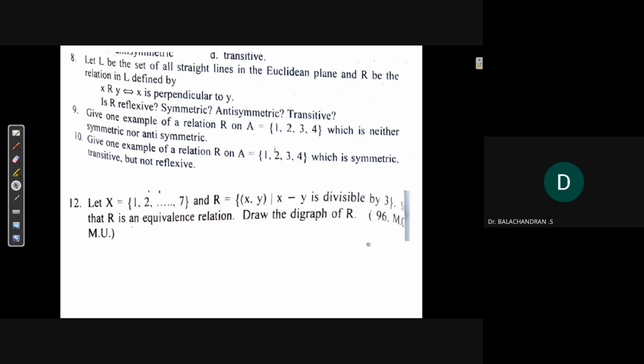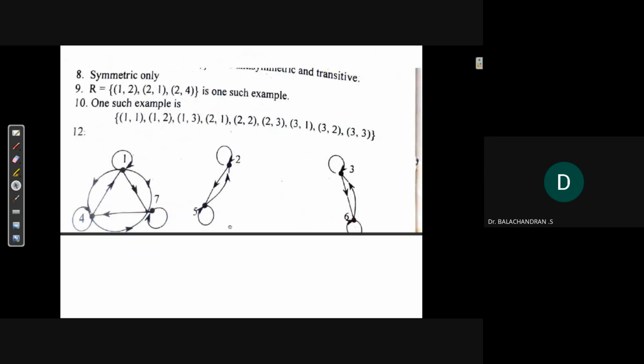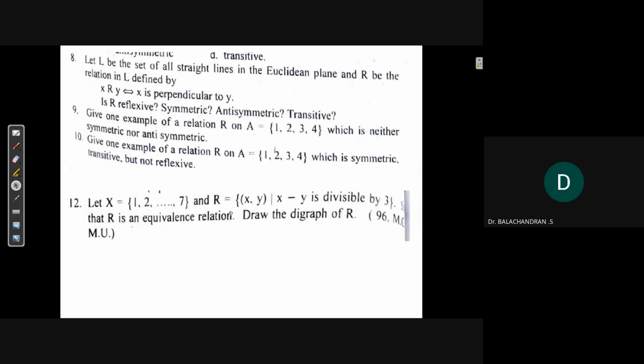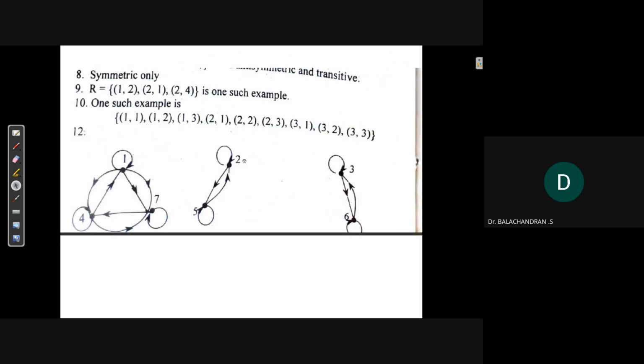Okay, second part: how to draw the diagram of R. You have the set 1 to 7. Look at this one first: 2 and 5. The difference is 3, which is divisible by 3. So 2 and 5 I will take separately.